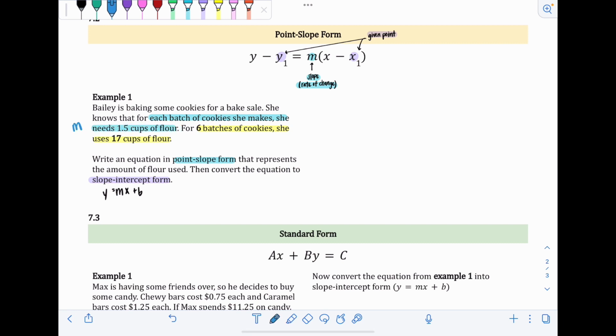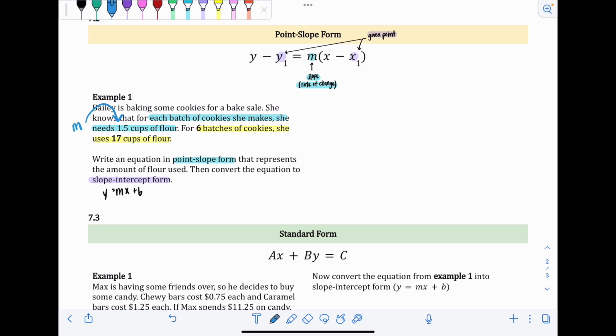So if she needs one batch of cookies, she needs 1.5 cups of flour. If she needs 2 batches of cookies, she needs 3, because 1.5 times 2 is 3, my bad. And then 3 batches, she would need 4.5 and so on. And then, so we have m, that's one part of point slope form.